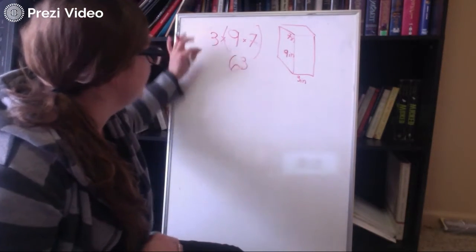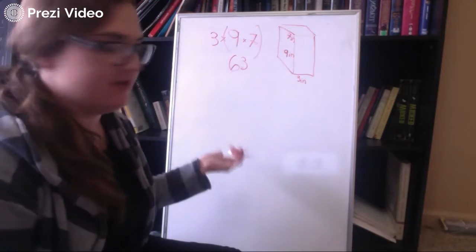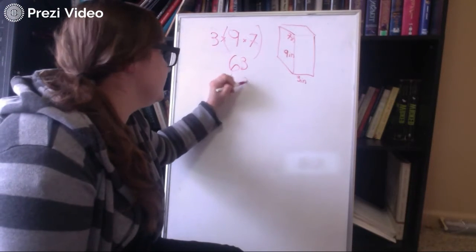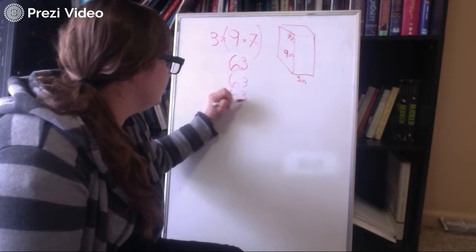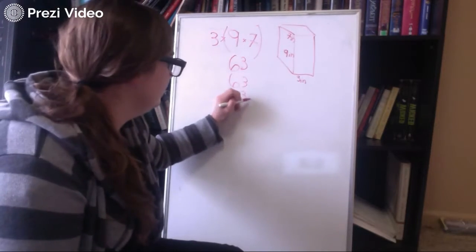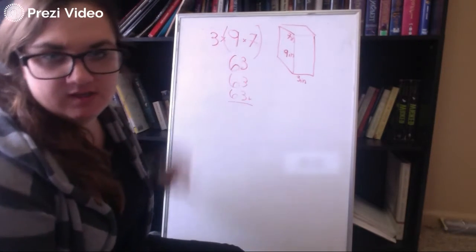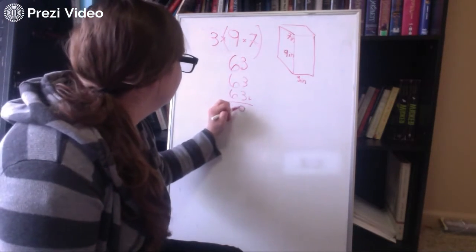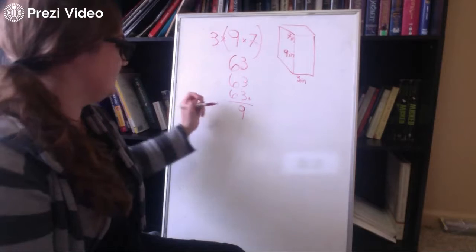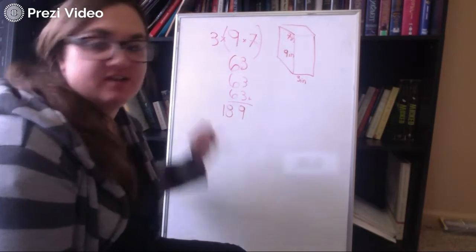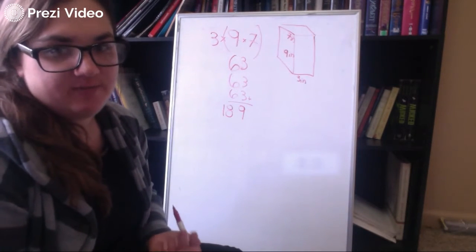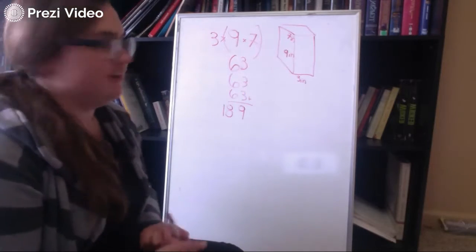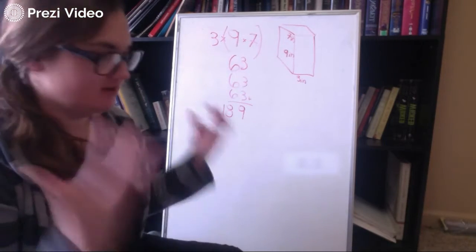Okay, so now I need to multiply this whole thing times 3. So I have 63 plus 63 plus 63 because I'm multiplying it by 3. So I need to go from this way first. So I have 3, 6, 9. Nothing to carry, 6, 12, 18. So my answer here is 189. Okay, pretty easy so far, right? So that's the volume of 1 carton of ice cream.